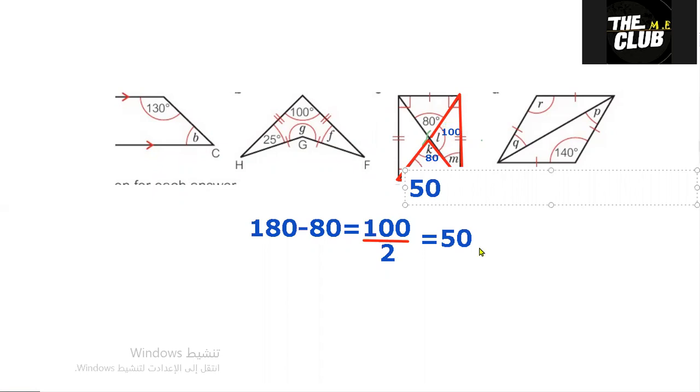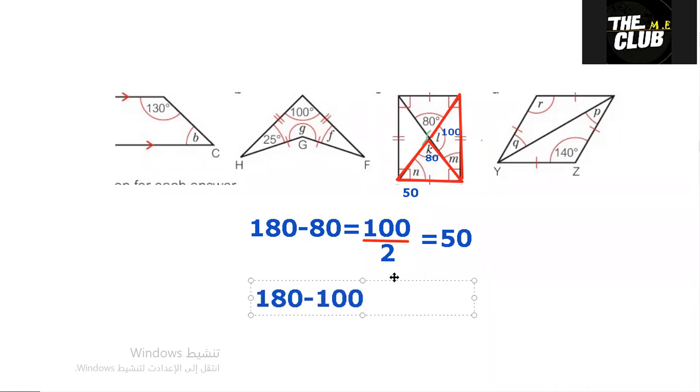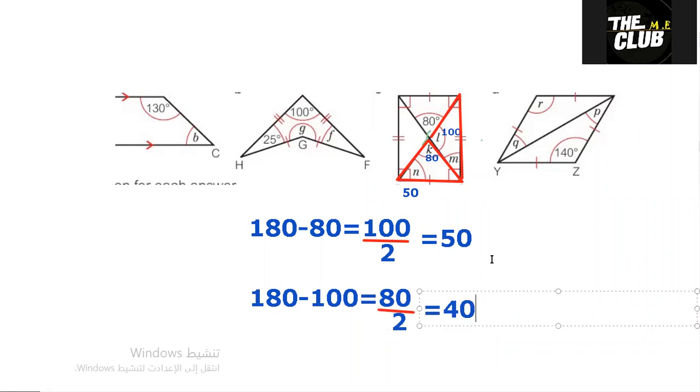I'm going to do the same idea with the other angle. We found n, which is 50. Now we will find m. Same idea. I'm going to subtract 180 minus 100. And the answer is what? Very good. It's equal to 80. And then I'm going to divide the 80 by 2. And the answer will be what? It's going to be 40. Good. So now this is 40. So m equals 40. So we found all of the angles for the rectangle.